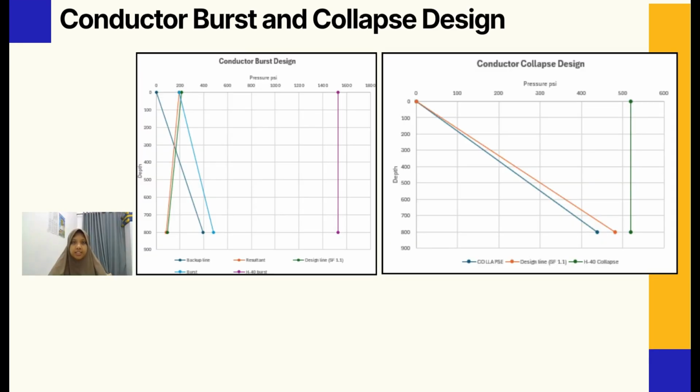Next, for the conductor casing burst and collapse design at 800 feet, we are using H40 grade as shown on the graphs with a 1.1 safety factor. Our maximum design loss fell well below the H40 capacity limits of 1530 psi for burst and 520 psi for collapse. So this is very secure.